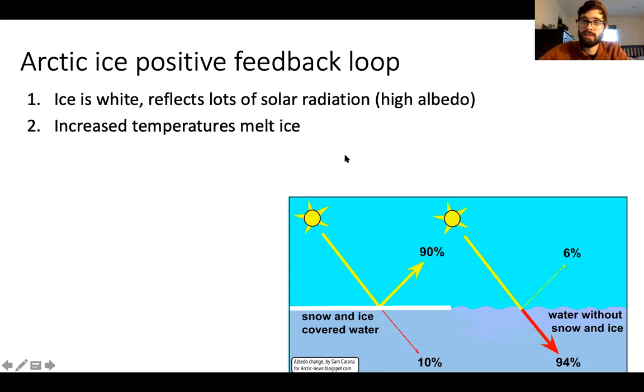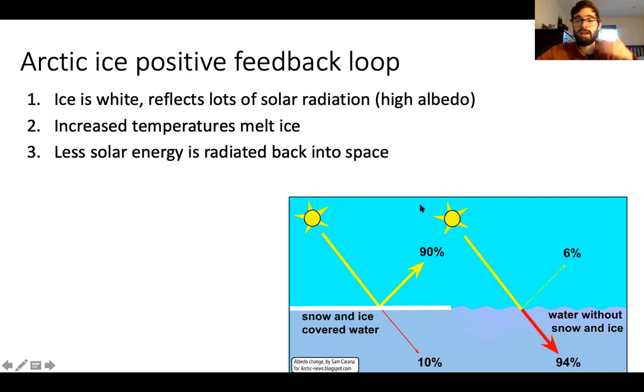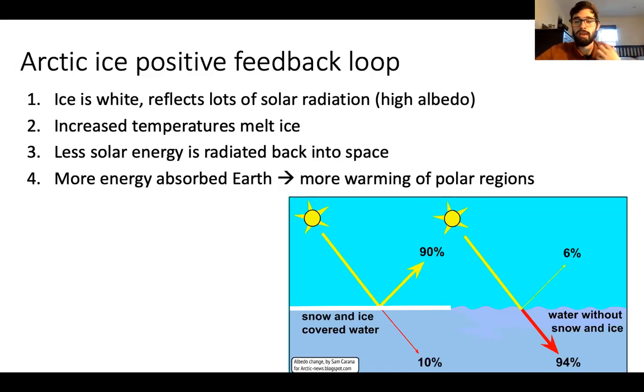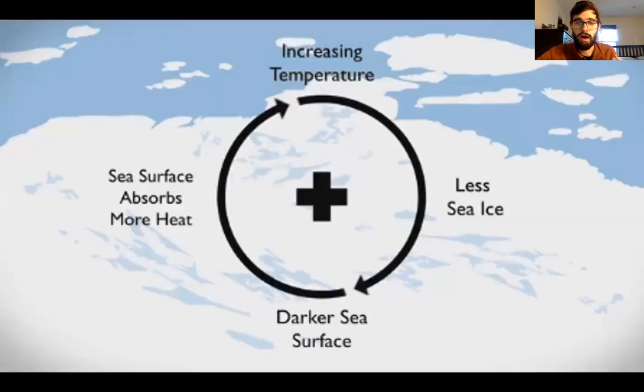But as the temperature increases due to global warming and climate change, that ice is going to melt, which means that there's less solar radiation that is reflected back into space, and more is being absorbed by the Earth, which means that the Earth is warming at a faster rate, particularly at the polar regions, which ultimately means that those ice is going to melt faster.